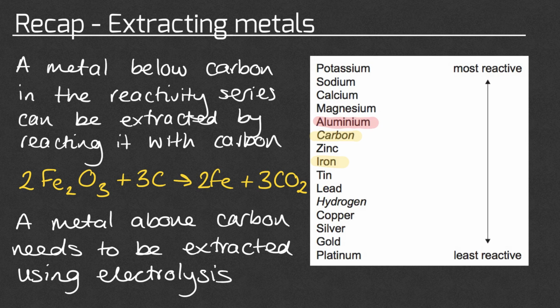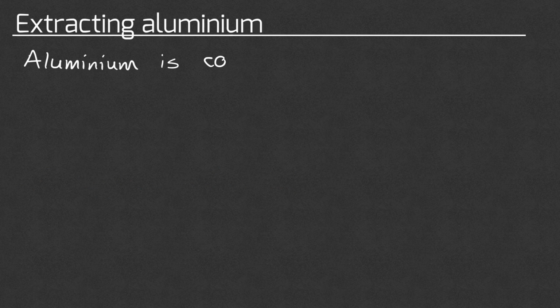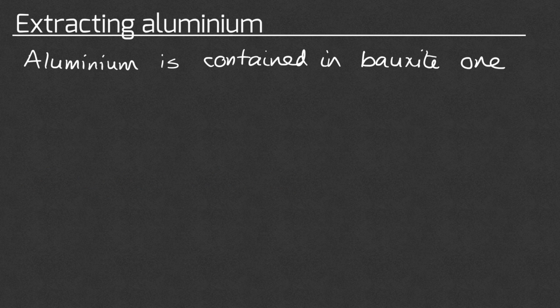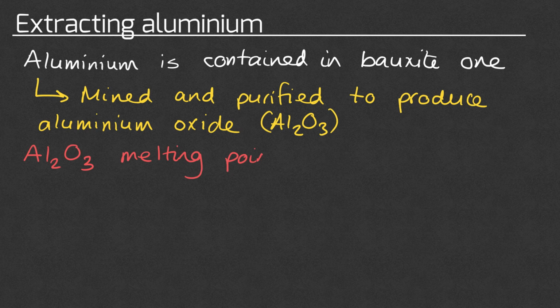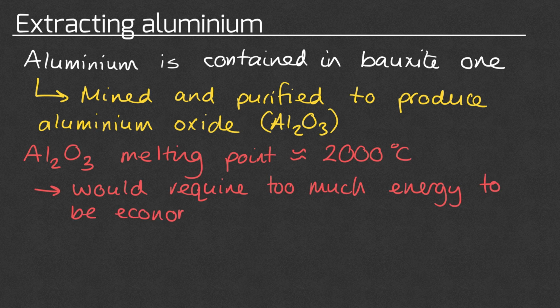We're looking at how we can extract aluminium from its metal ore. We can see that aluminium is above carbon in the reactivity series, so we can't use extraction by carbon. We're going to have to use electrolysis instead. Aluminium is found in an ore called bauxite. This bauxite ore can then be mined and purified to produce aluminium oxide. However, we can't use aluminium oxide in electrolysis.